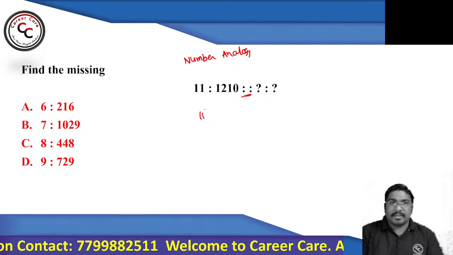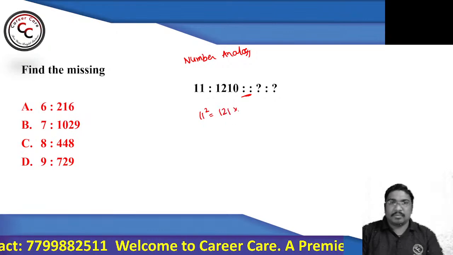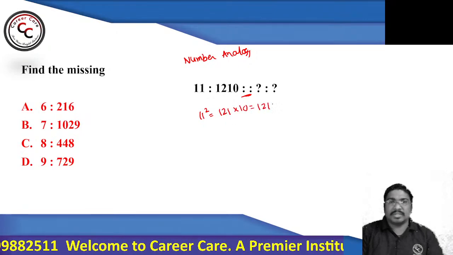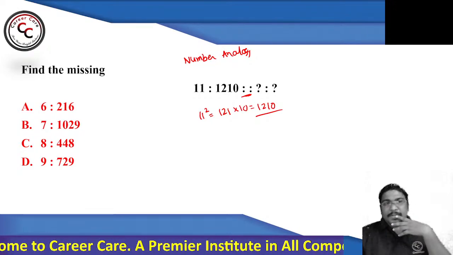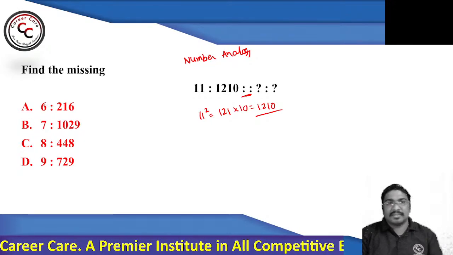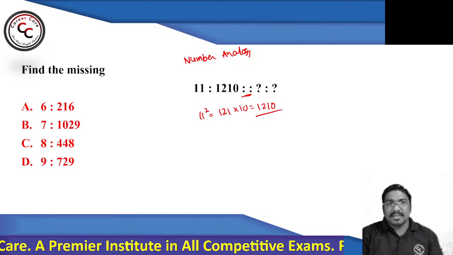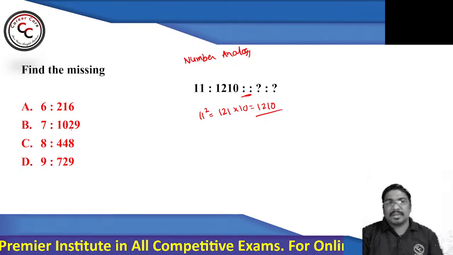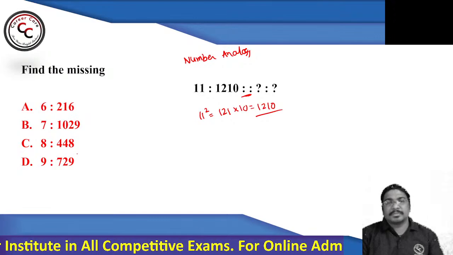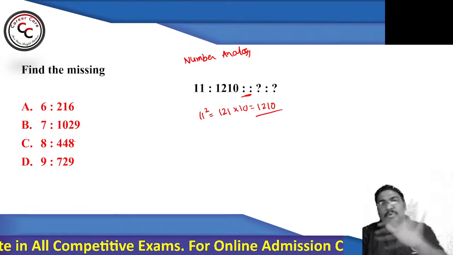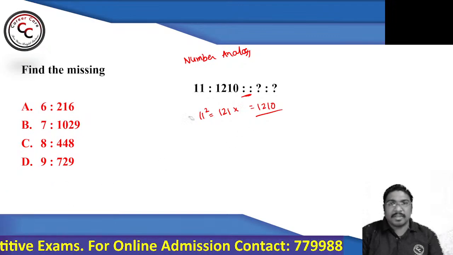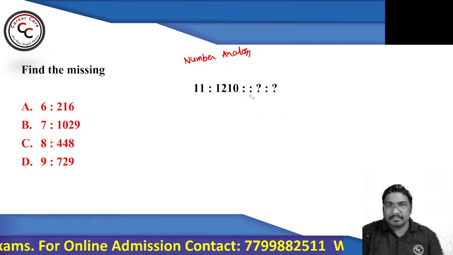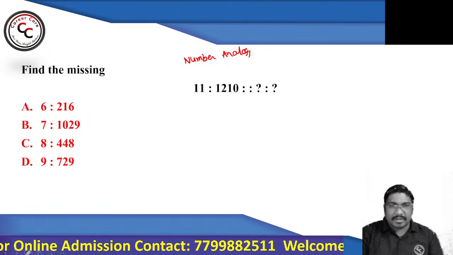So I can say 11 square is 121. 121 into 10 is 1210. Similarly, if you look at the options, 6 square is 36. 36 into 10, 360. No chance. 7 square, 49 into 10, 490. You can see units digit is 0 in no options. That means the logic is not based on this particular pattern. So let's change the pattern.